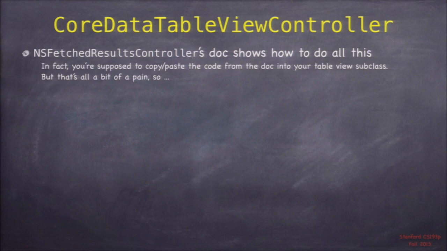I've created a class called Core Data Table View Controller, and I'm going to make it available to you. All it does is those two things, and you're welcome to go look at the implementation of it. It's all pretty much just one-liners that are just using the fetched results controller to implement the data source and to do the delegate business. Okay?